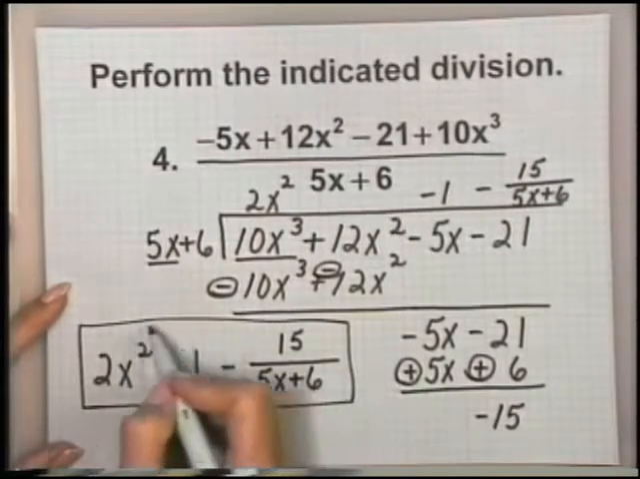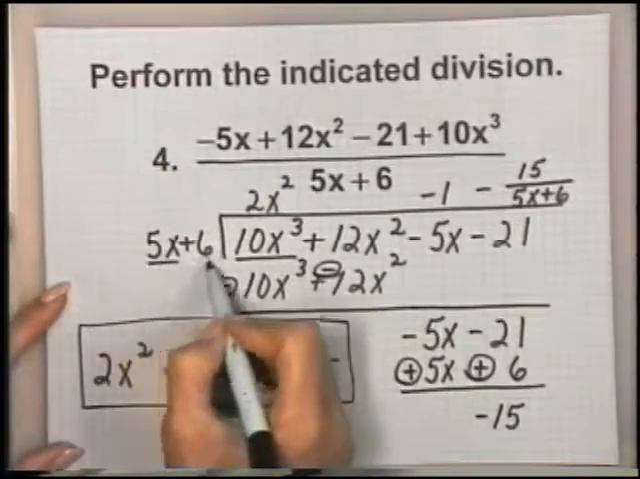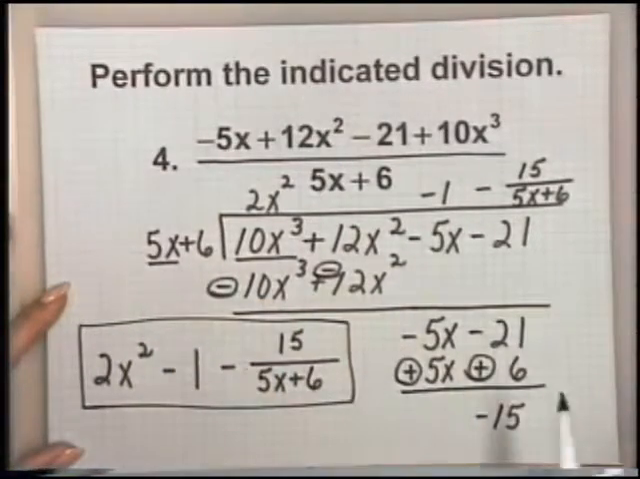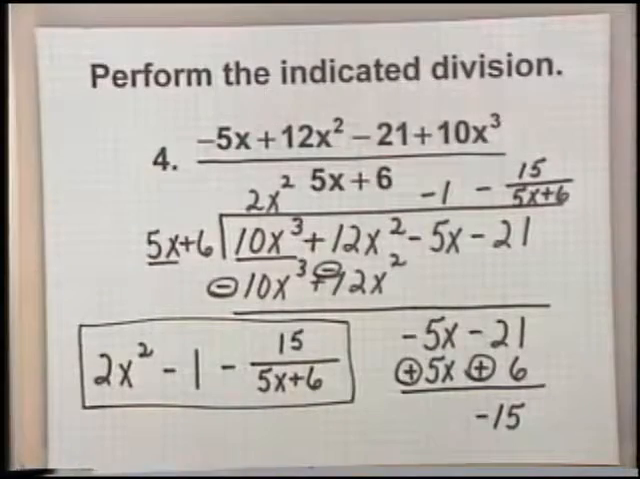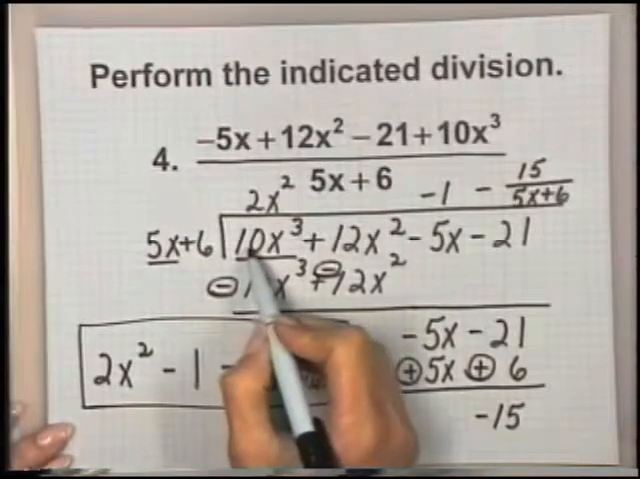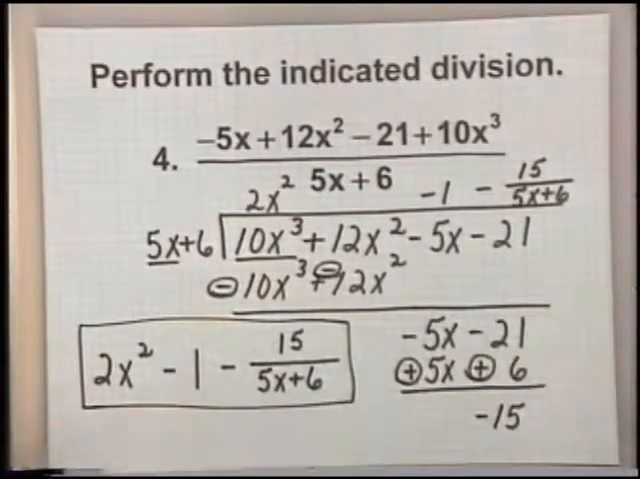If you wanted to check, you'd take the 2x squared minus 1, multiply it by the 5x plus 6, and then add a negative 15, and you should get this dividend.